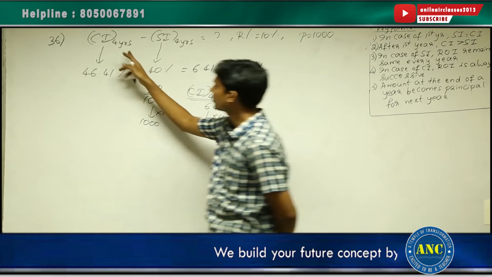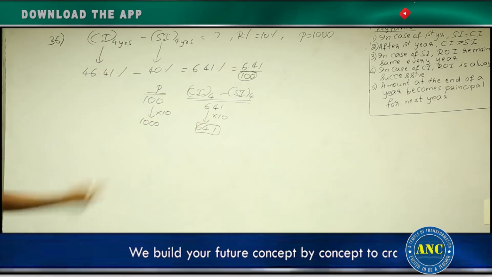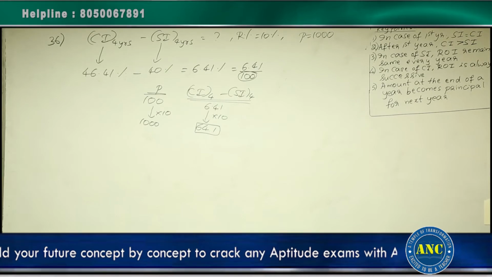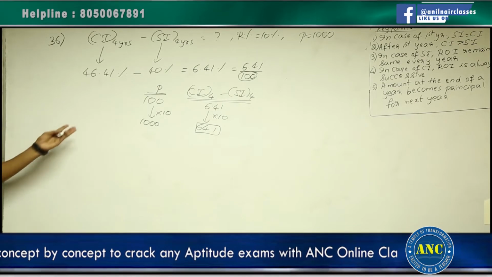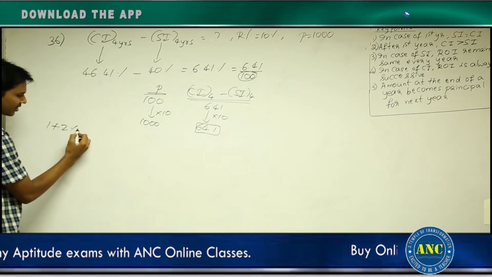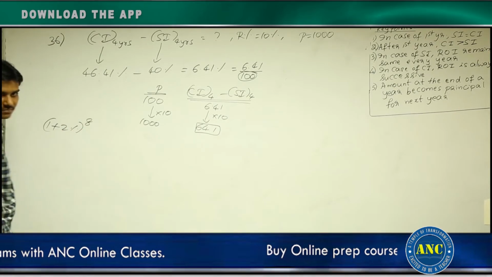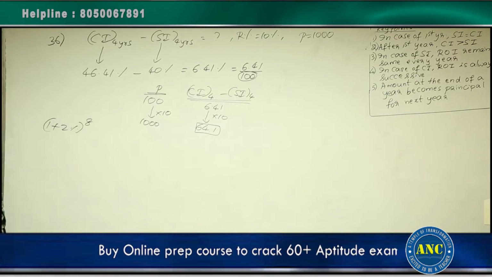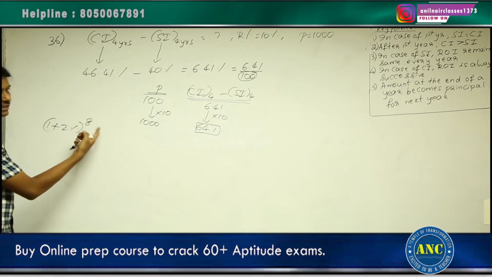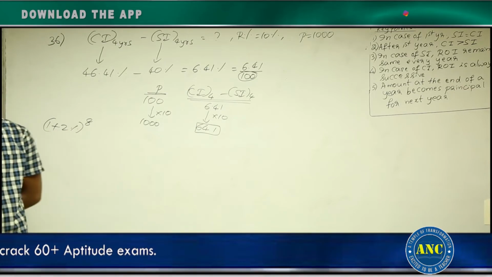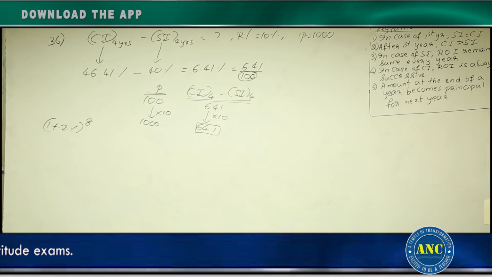Why did I tell you 10% 4 times is 20% 2 times? That is only to reduce our time. It was power 8 in that question. What was that question? 1 plus 2 percentage to the power of 8. 102 by 100 multiplied 8 times if you have doubt. Otherwise, 2 percentage 8 times, 4 percentage 4 times, 8 percentage 2 times. It is only approximation.